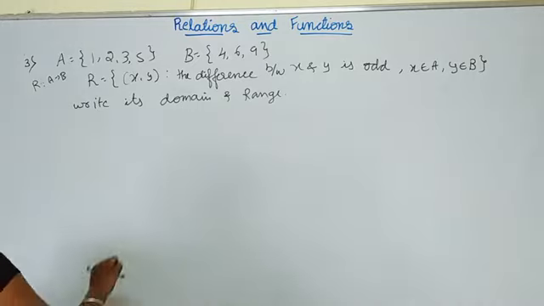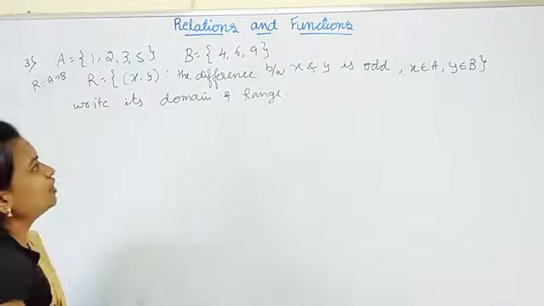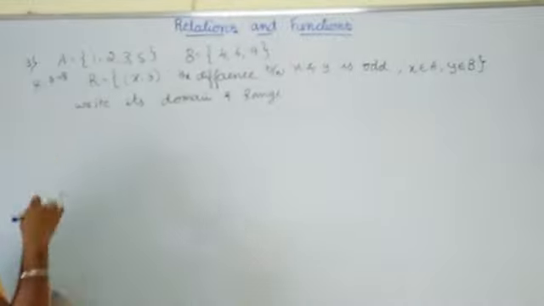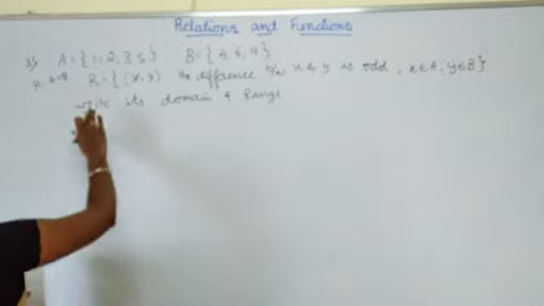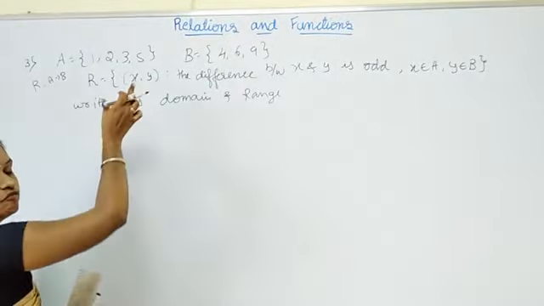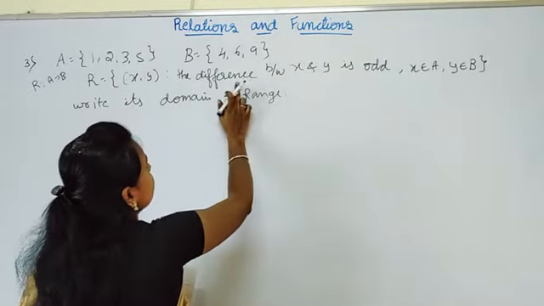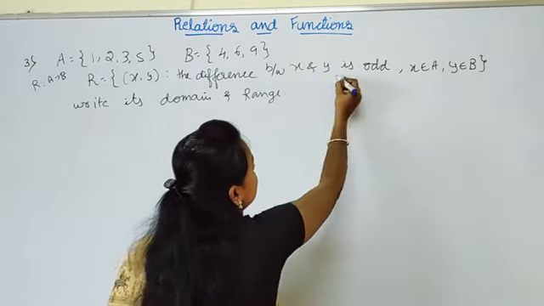Okay, observe that here they give two sets, A as 1, 2, 3, 5 and B as 4, 6, 9, and here it is a relation from A to B. Okay, the relation is defined as the set of all ordered pairs (x, y), and the condition is the difference between x and y is odd.